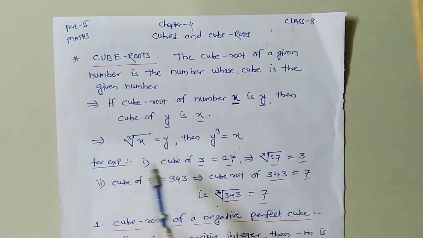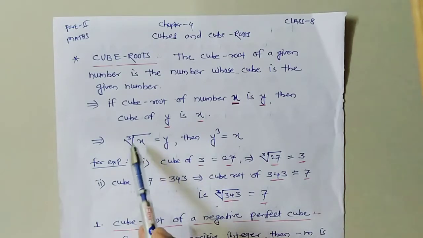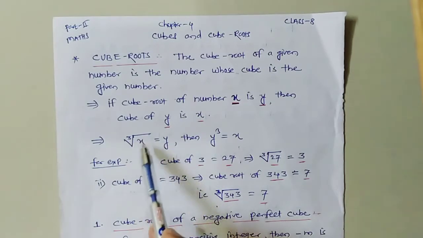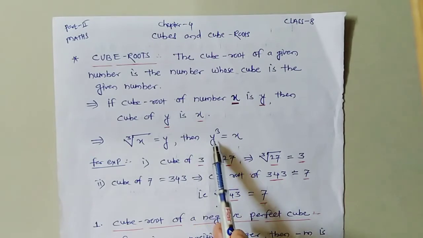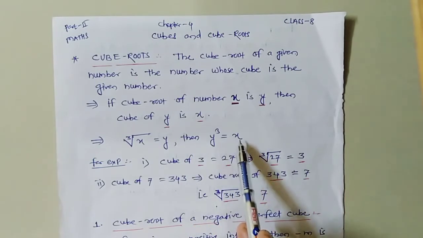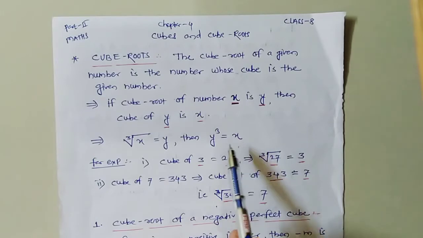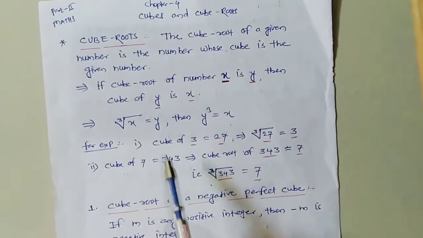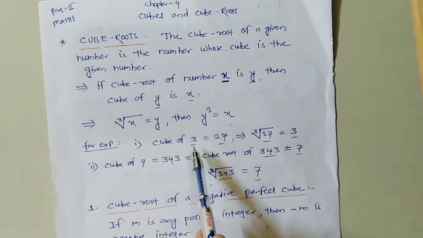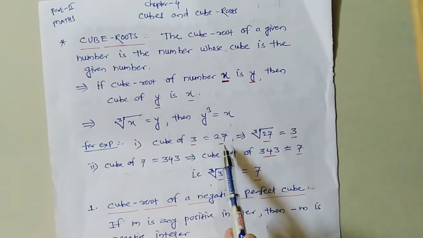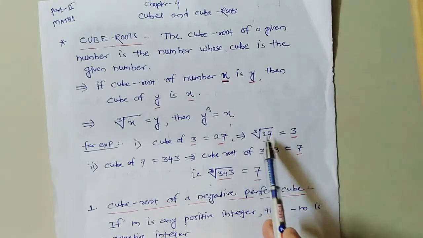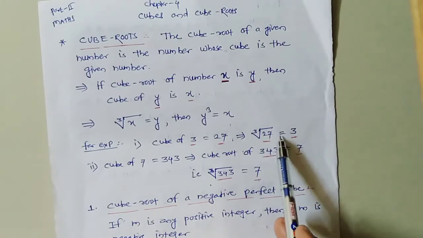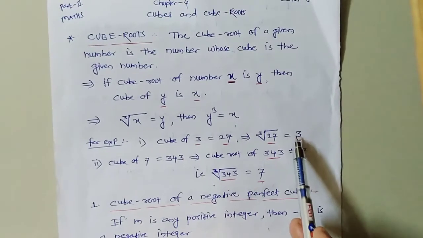You can write the cube root of x like this. If the cube root of x is equal to y, then y cube is equal to x. We'll see an example. Cube of 3 is 27. So this implies that the cube root of 27 is equal to 3.